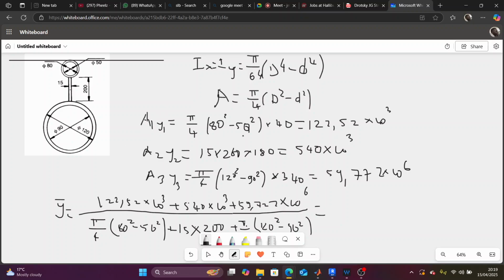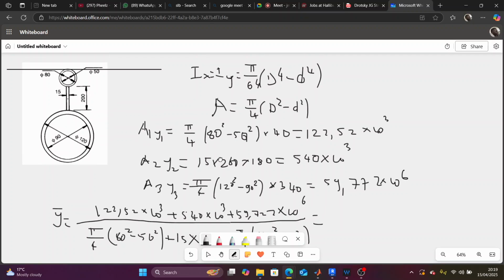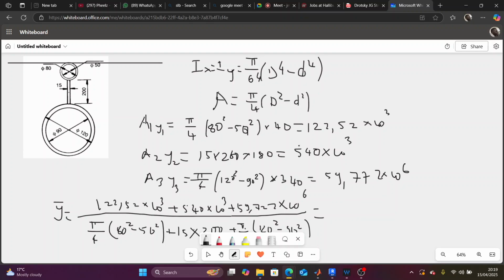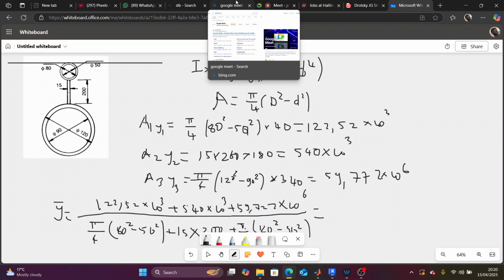Now, pi over 4, 80 minus 50 square times 40. Then this is giving 122. This pi over 4, 120 minus 90 square times 340. I don't have a calculator here to double check as well. That one is giving 1. Are you sure? Yes, I'm even calculating again. No, something is off. Something is definitely very off.